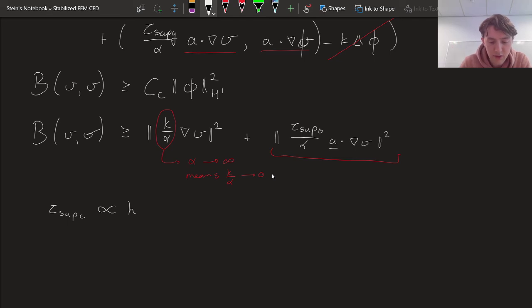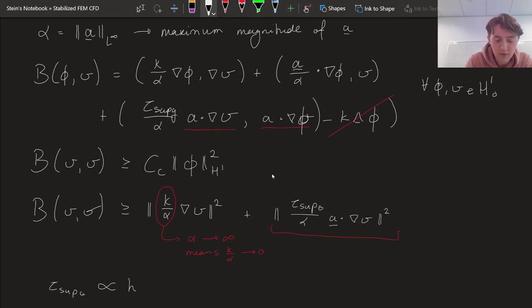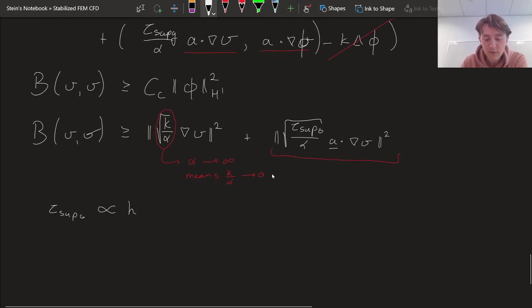I'm making a mistake here, excuse me. These are going to be square roots. Because if you want to interpret this as a norm, then you would have to replace this by square root of kappa here and kappa divided by alpha square root over here, and then you would have the L2 inner product of this term. Okay. So let's take a look at this combination here.